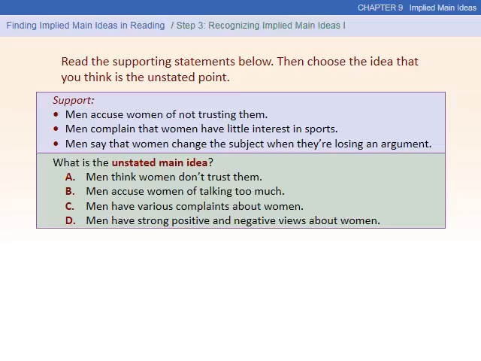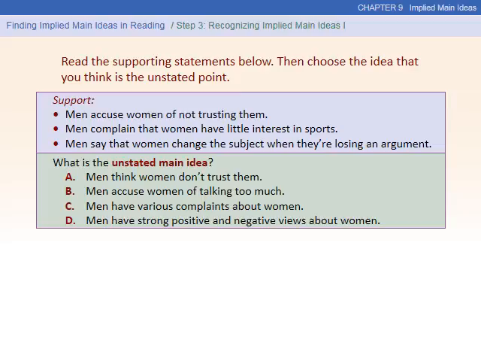Men accuse women of talking too much. Well, in none of these does it talk about women talking too much, so that one can't be it. So the next one says men have various complaints about women. That one works, right? The first complaint is that women don't trust them. The second one is that they're not interested in sports. And the third one is that they change the subject. Okay, so that one works.